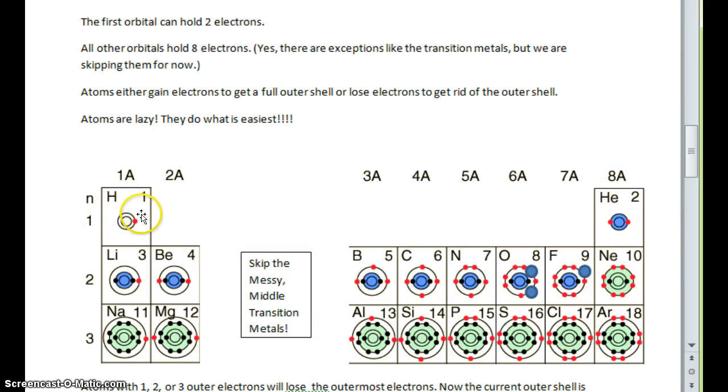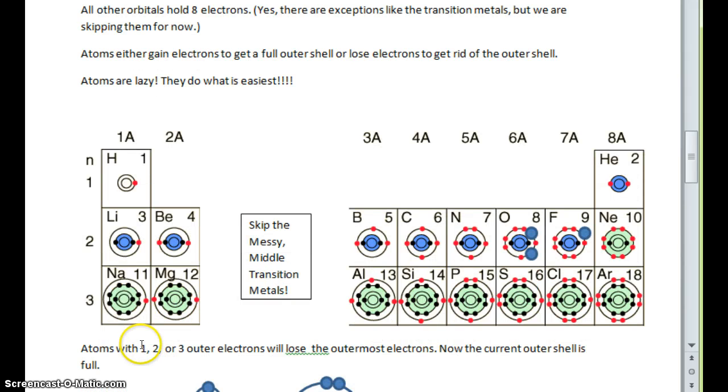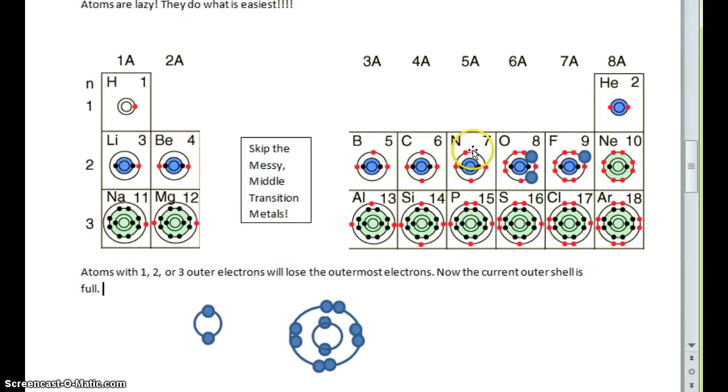So again, the first 2 can go in the first shell, and then you start filling up the other shells, maximum of 8 before you start another shell. If there's only 1, 2, or 3 electrons in the outer shell, they are going to lose the outermost electrons. So the new or current outer shell is full and it's stable. If there are 5, 6, or 7 electrons in the outermost shell, those elements will gain electrons in order to complete that shell. And if they already have a full outer shell, they're already stable, they're done.